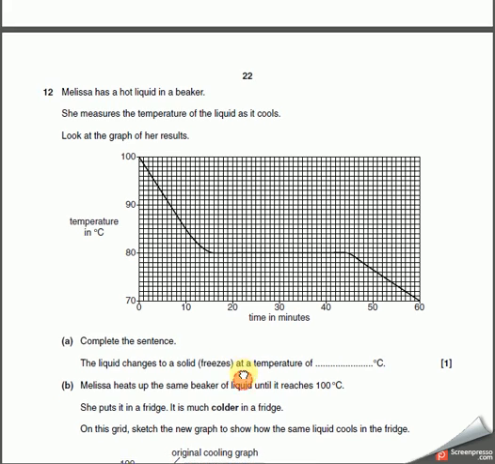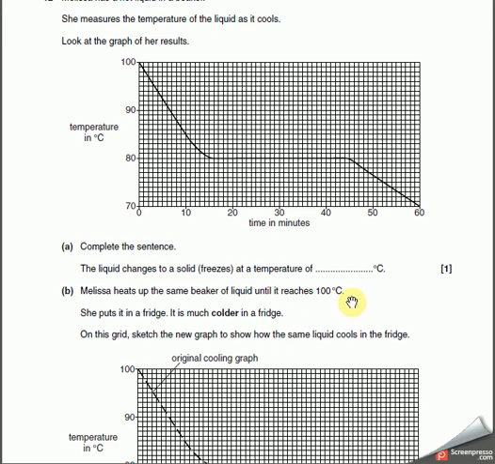Okay, so Melissa heats up the same liquid until it reaches 100. She puts it in a fridge, where it is colder. On the grid, sketch the new graph showing how the same liquid cools in the fridge.